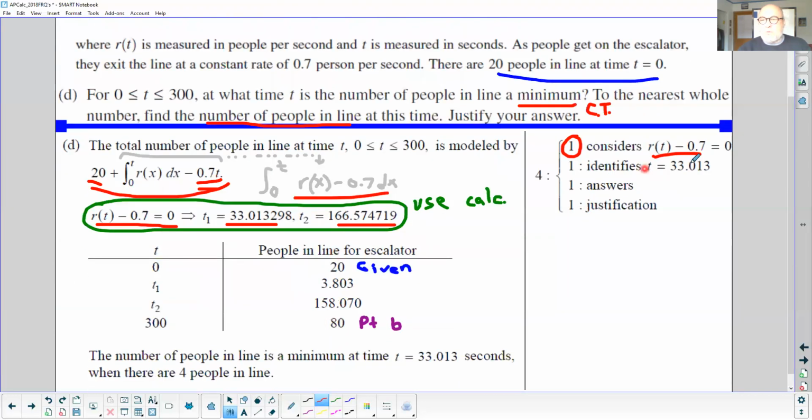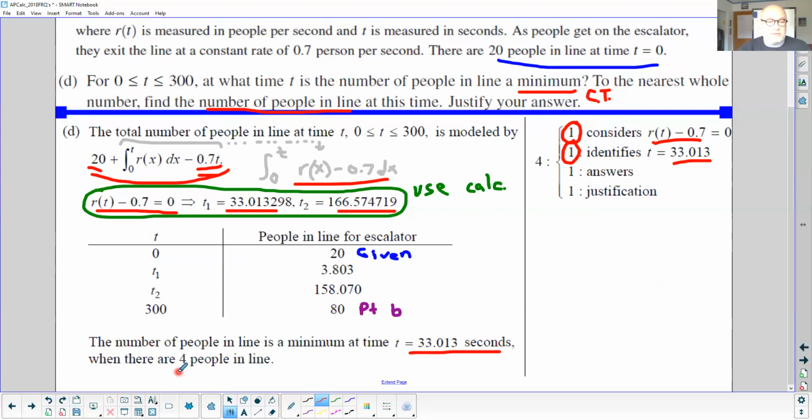So now, once again, if you identified this, 33.01, that's going to be your critical point. So if you have that somewhere on your paper, that's going to give you that second point. And then your answer is going to be the number of people in the line is at a minimum of that time frame. And it does say, to the nearest whole number, find the people in line. There are going to be 4 people in line at that time. They didn't show a lot of work for that. They didn't show any work for that.